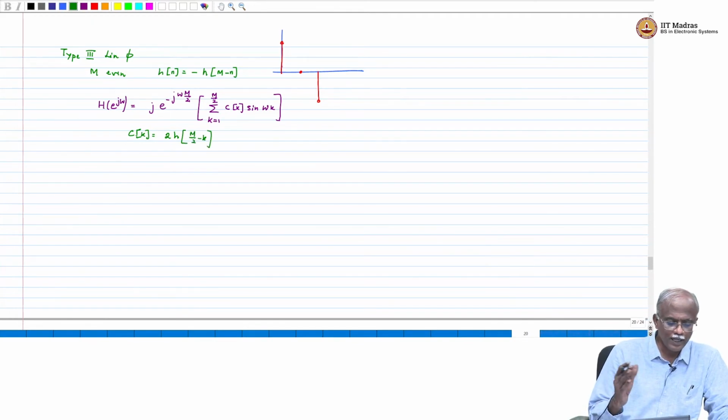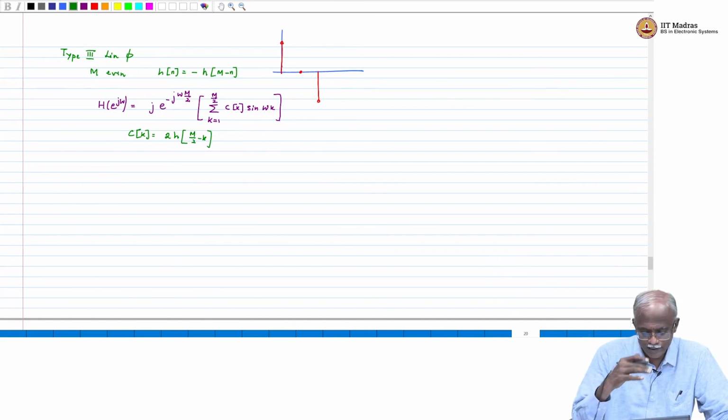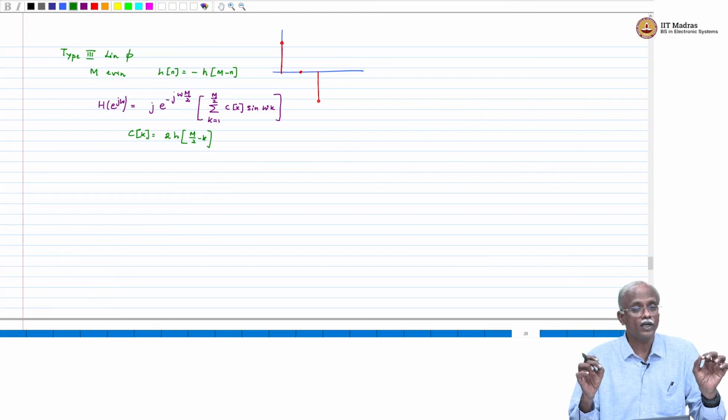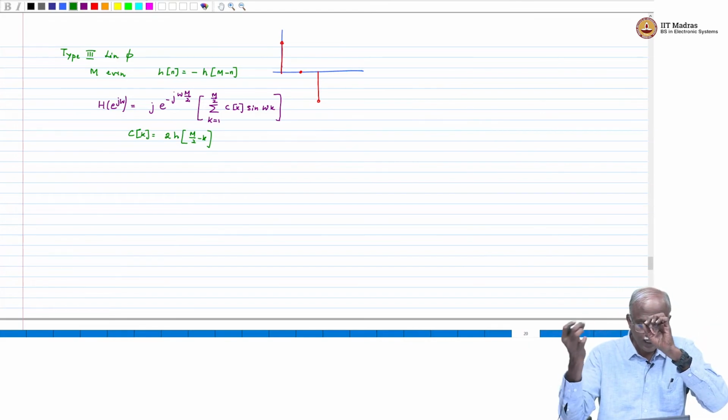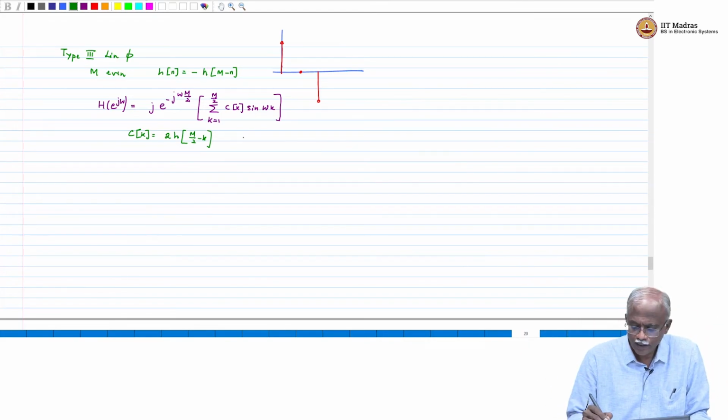Okay, you see a lot of similarities with the type 1 linear phase. Type 1 and type 3 are similar. Both of them are even order. One of them has got even symmetry, the other one has got odd symmetry. Okay, the value of k will be 1, 2 all the way to m by 2.